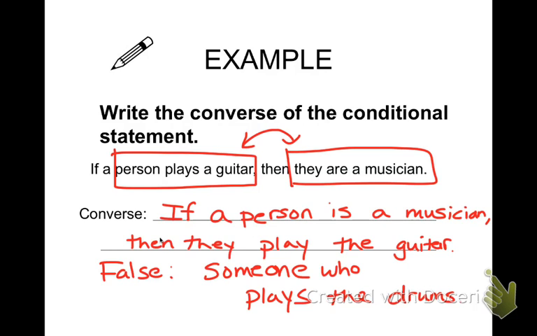So you don't need to write it as, if a person is a musician, then they play the guitar, or play the drums. Would that be for the counterexample? Yep, that's for the counterexample. Or you could say someone who plays the triangle. Though that could be debatable.